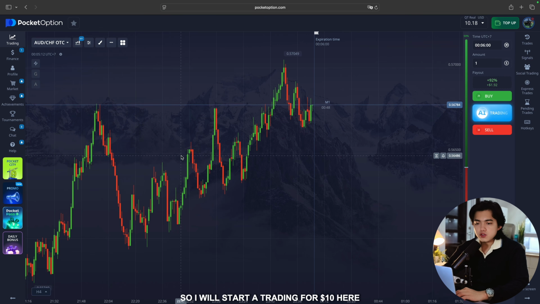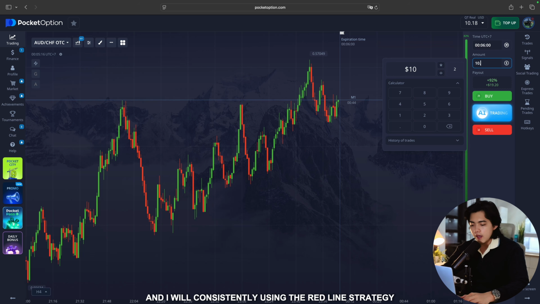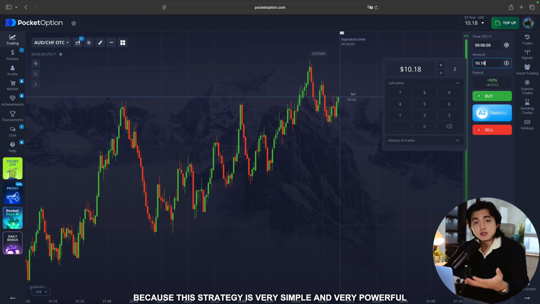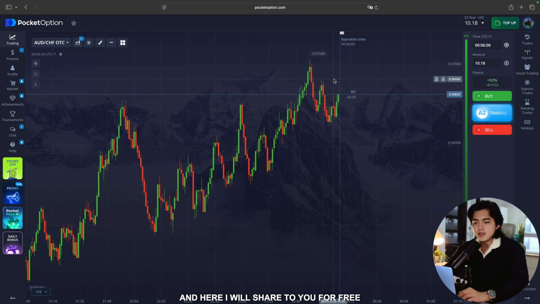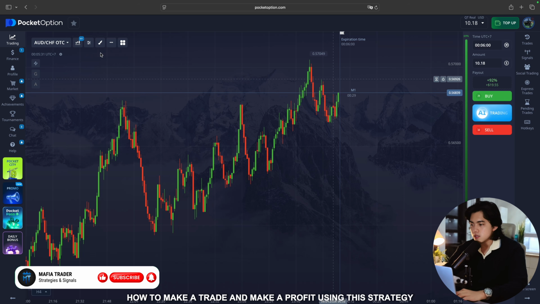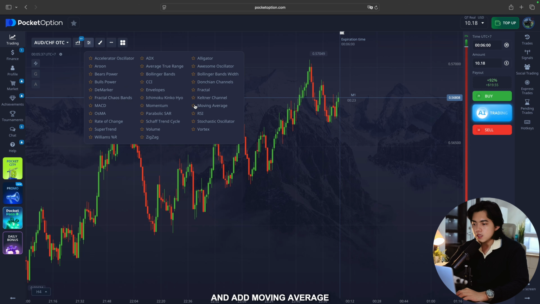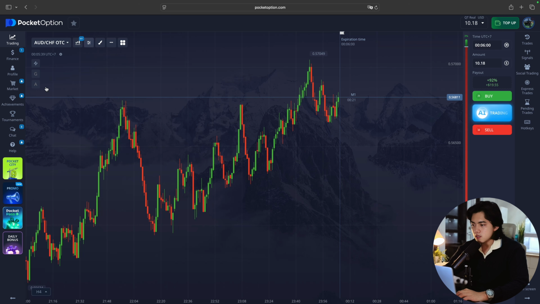So I will start trading with $10 here, and I will consistently use the red line strategy, because this strategy is very simple and very powerful. And here I will share with you for free how to make a trade and make a profit using this strategy. The first thing you need to do is go to the indicators and add moving average.